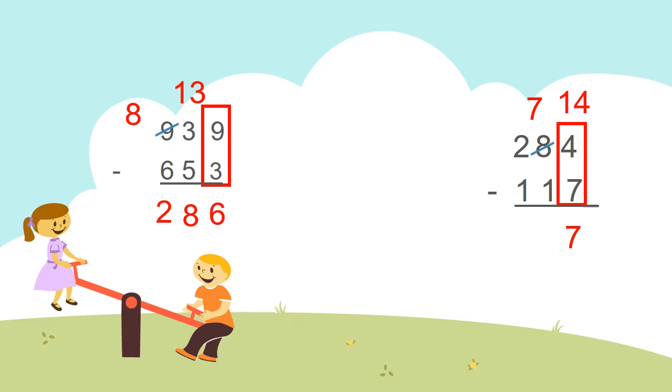Now go to the tens. 7 minus 1 is 6. And then we go to the hundreds. 2 minus 1 is 1. Okay, let's see another example.